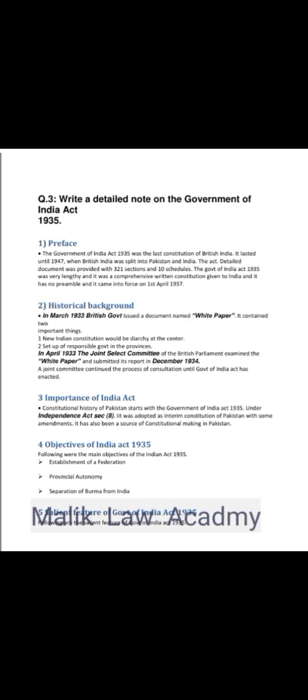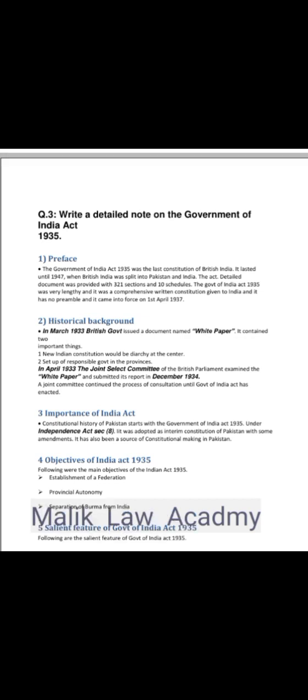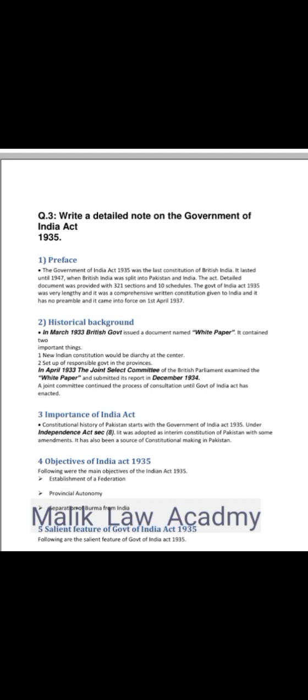Historical background. In March 1933, the British government issued a document named White Paper. It contained two important things. First, the new Indian constitution would be diarchy at the center. Second, setup of responsible government in the provinces.